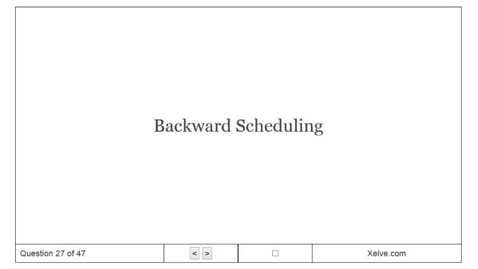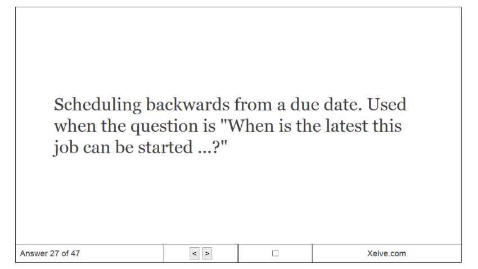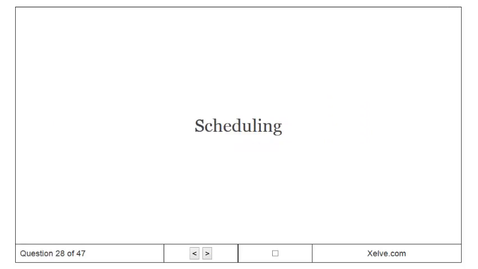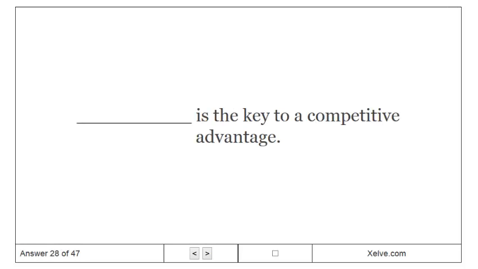Backward scheduling. Scheduling backwards from a due date, used when the question is, when is the latest this job can be started? Scheduling. Blank is the key to a competitive advantage.